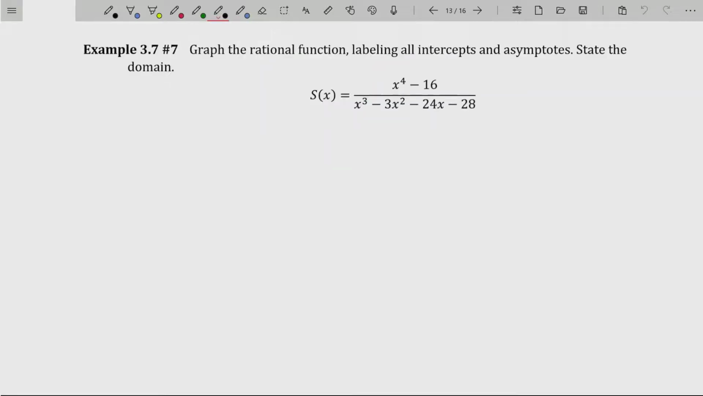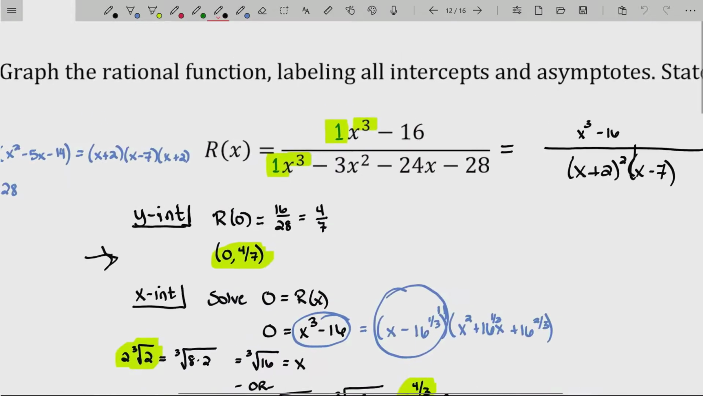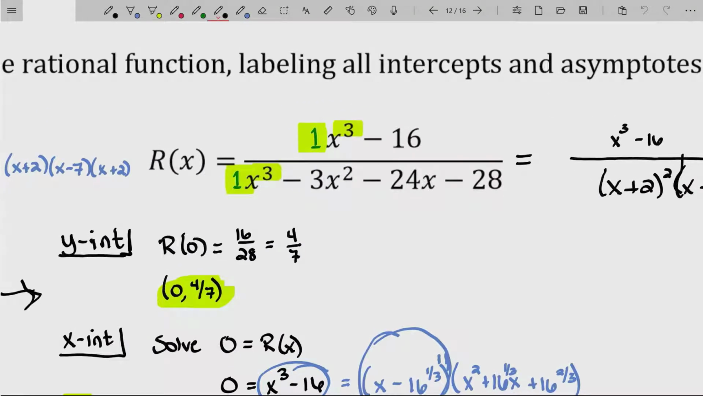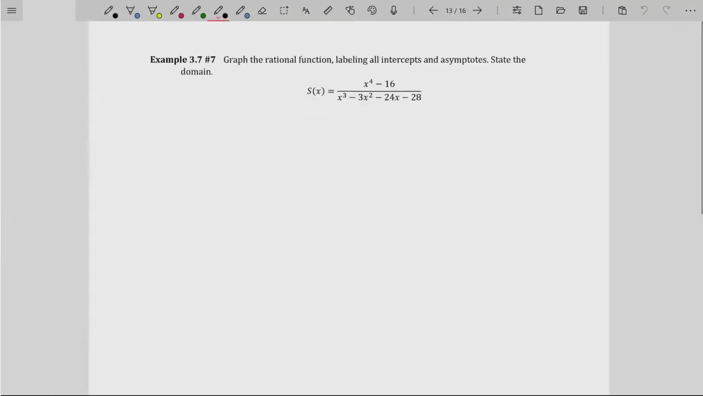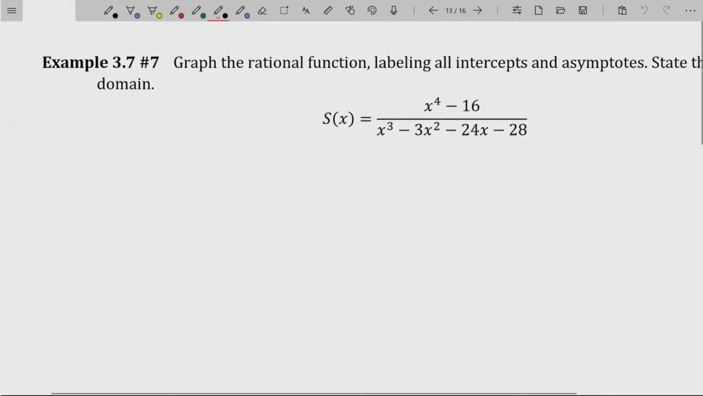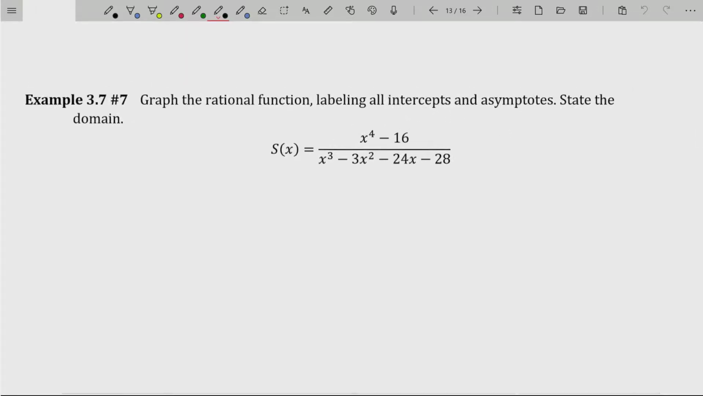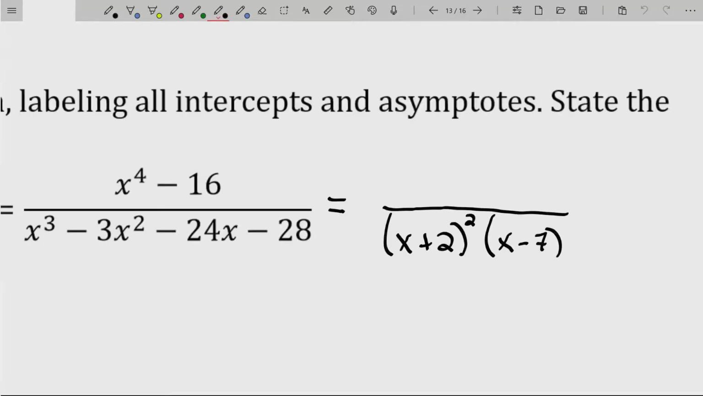All right, for our next example, it looks very similar to the previous example, actually, if you compare them. The only difference between them is the power on x in the numerator, this guy right here. So we don't have that much in the way of extra work to do. Again, you definitely want to factor numerators and denominators. Luckily, we've already done a lot of the previous work, right? We know the denominator factors to x plus 2, quantity squared, times x minus 7. I'll double check that, but I'm almost certain that's true. And it is, I just checked.